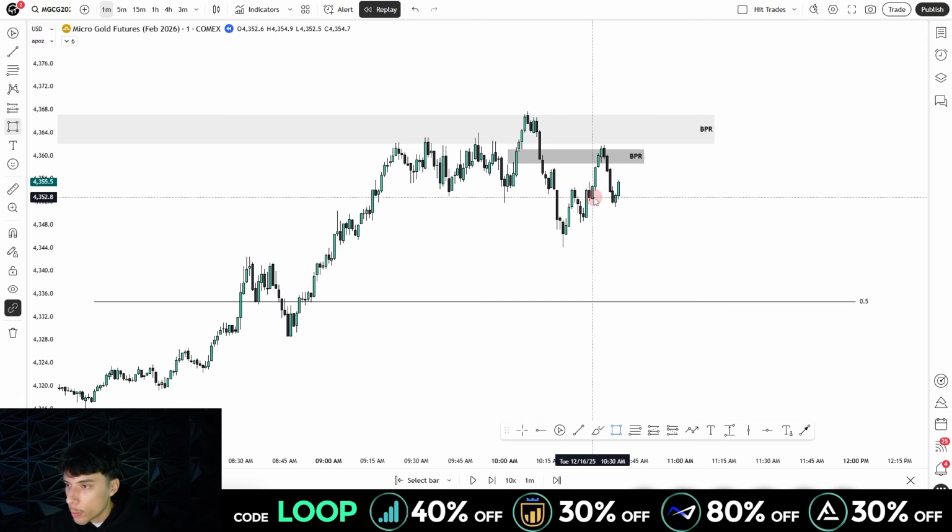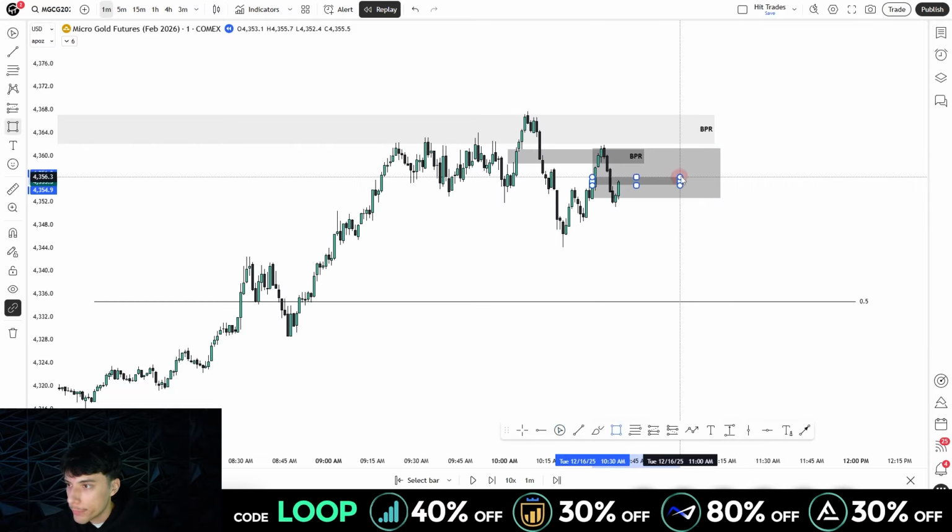Here on the 1-minute, we formed another bearish order block. And within this order block, we formed an inversion. And within this displacement, we formed multiple SIBIs.